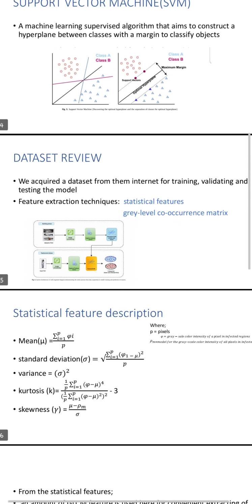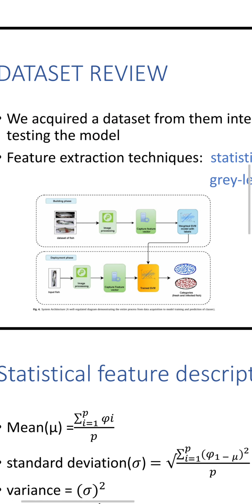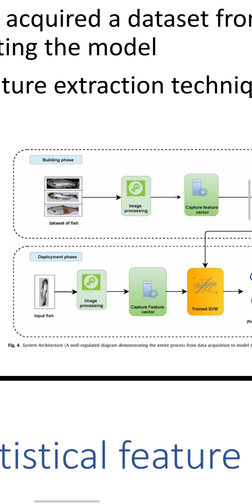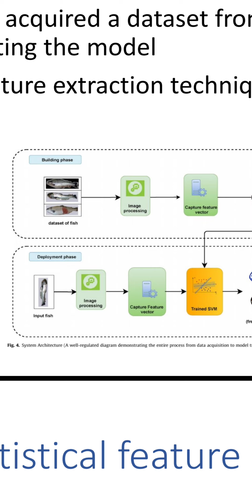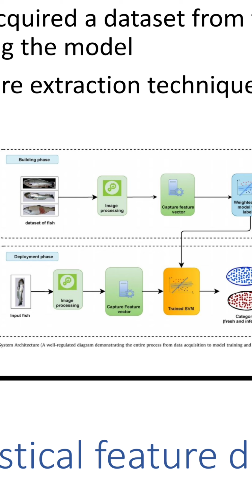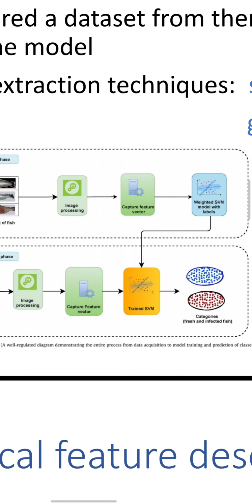The data set we reviewed, we acquired from the internet. I think the link will be shared below, the reference for validating and testing the model. Then for feature extraction techniques, we used statistical features and the gray level co-occurrence matrix. As you can see here, we are trying to train our model, where we can input a data set of fish. We are in a building phase. Then the model should be able to process the image, then capture the features. Then the weighted model should be able to separate the infected fish and the non-infected fish.